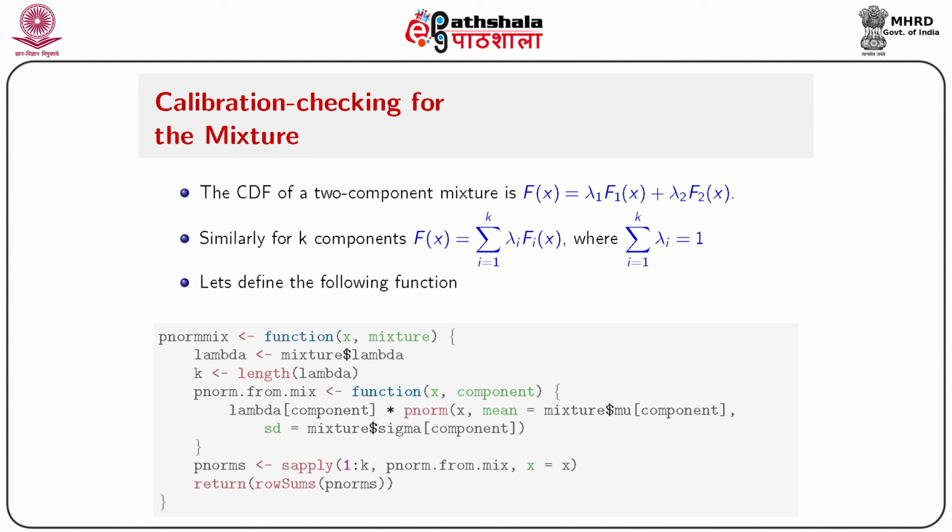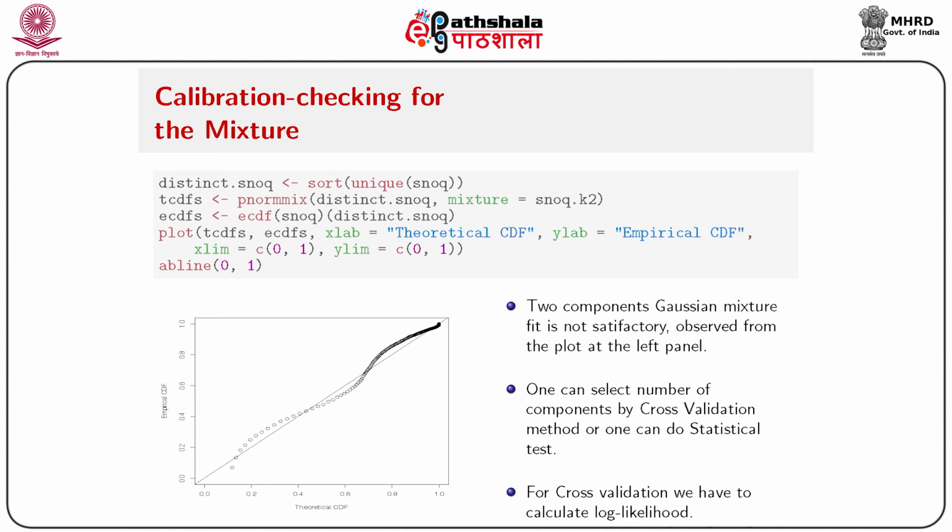Let's define the following function. This function is the p norm mix. I define this function, and it can be used here. Say distinct.SNOQ equals sort unique of the SNOQ data that we have. Then we pass the arguments to the p norm mix function that I defined in the earlier slide. That will give you the theoretical CDF, and the ECDF can be computed as the empirical CDF of the data at the distinct.SNOQ values. Then plot the theoretical CDF, with this x label and this y label.